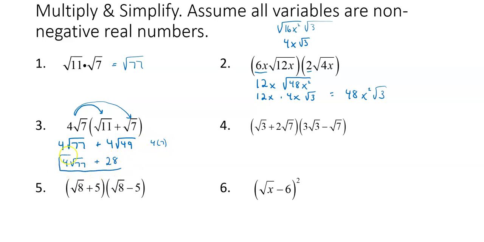And it looks like I should be able to simplify that square root of 77, but I don't see any perfect square factors that go into 77. The only factors of 77 are 7 and 11, and both of those are prime numbers.